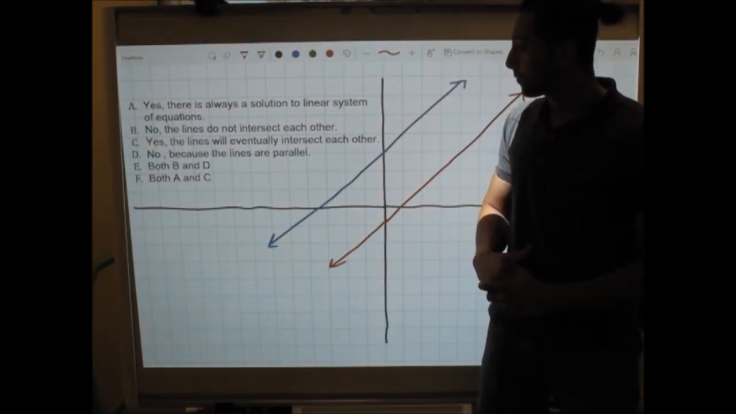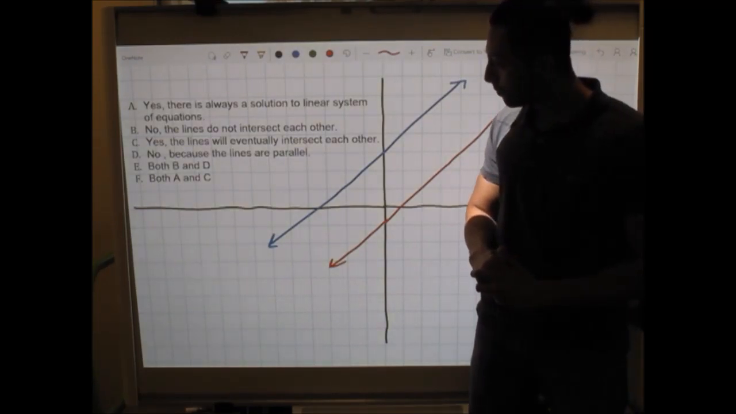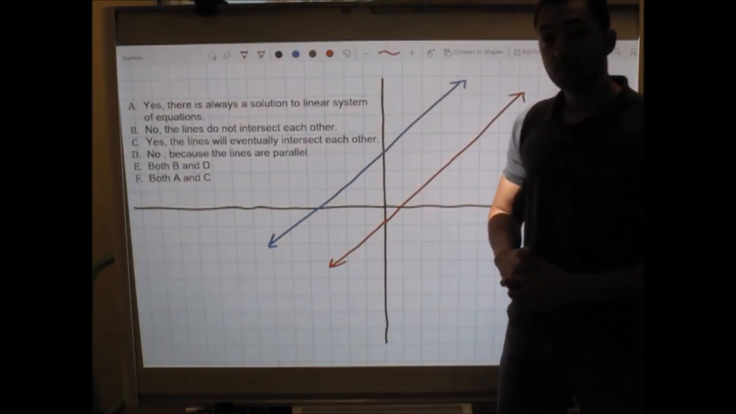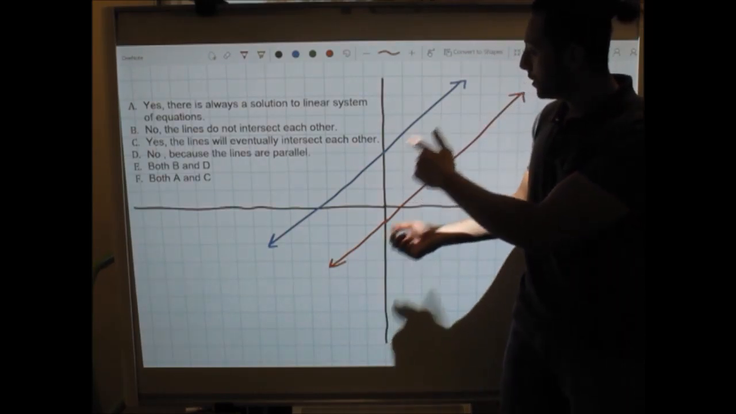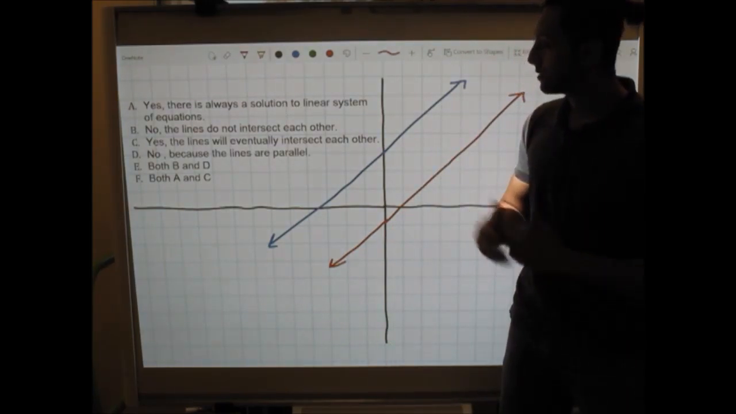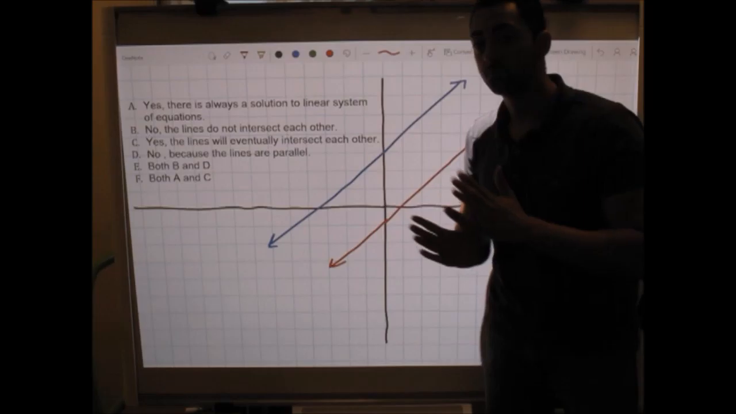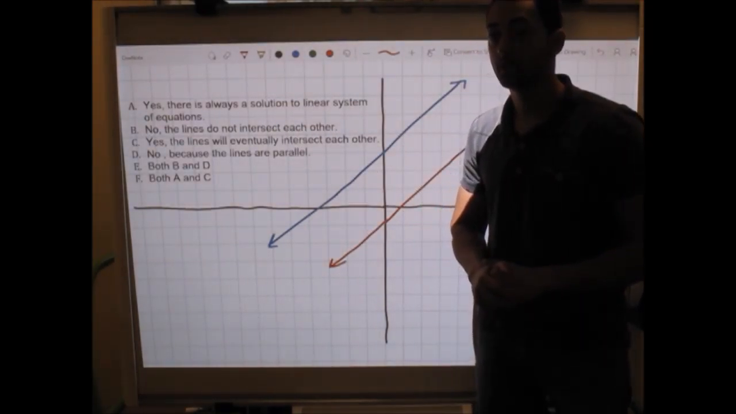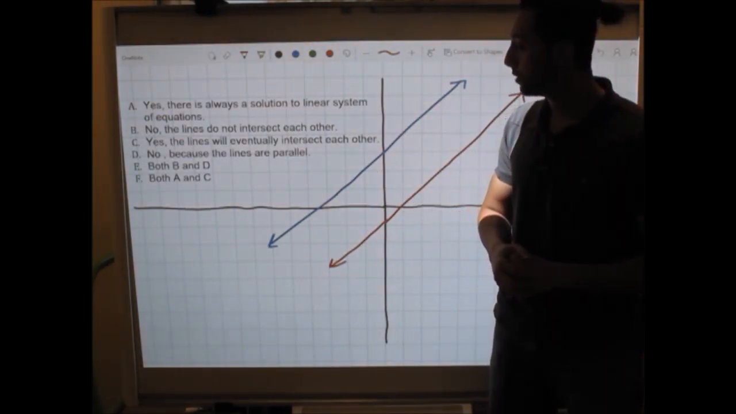Let's look at B. No, the lines do not intersect each other. B could be a potential answer because I don't see any intersection happening between these points, and since they are parallel and have the same slope, it seems like they're never going to intersect each other. So B could be a potential answer.